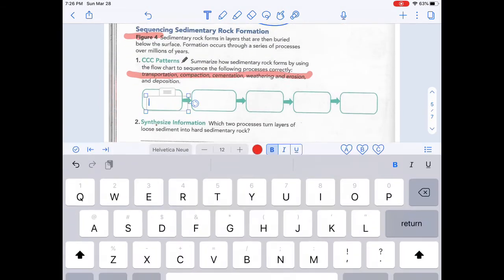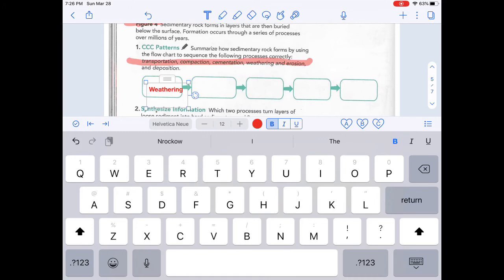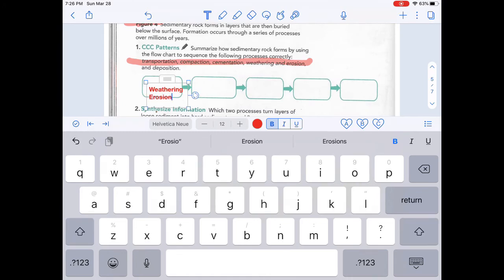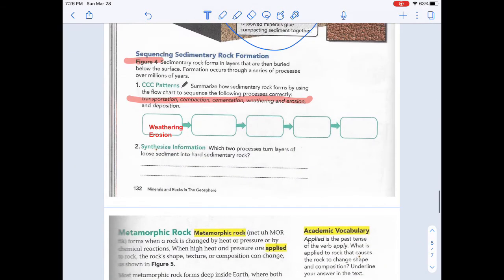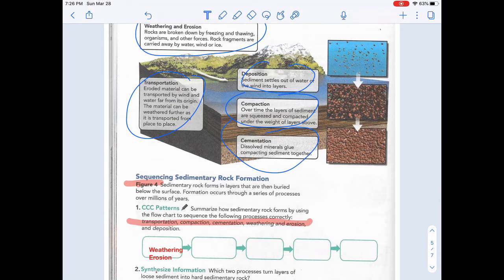So I'll put that in this box right here. So the first step is weathering and erosion. So you can finish those last couple boxes. And then number 2 says, which 2 processes turn layers of loose sediment into hard sedimentary rock? So what are the 2 processes that take the loose sediment that we have here and cement it and compact it into solid rock?